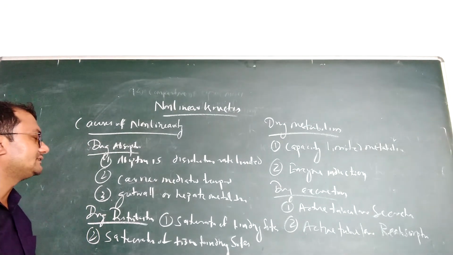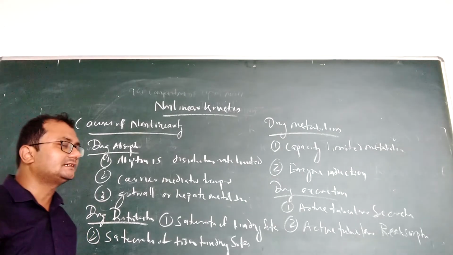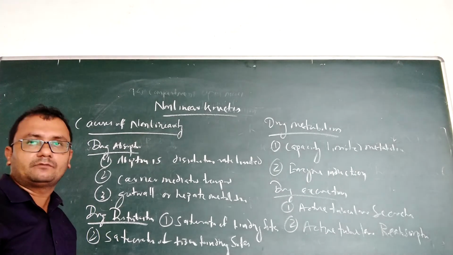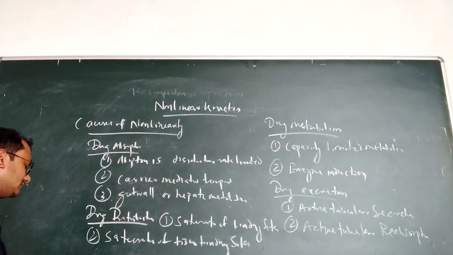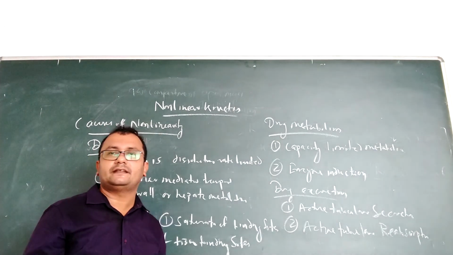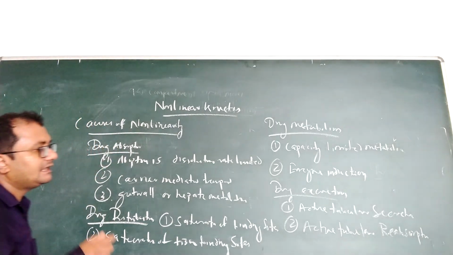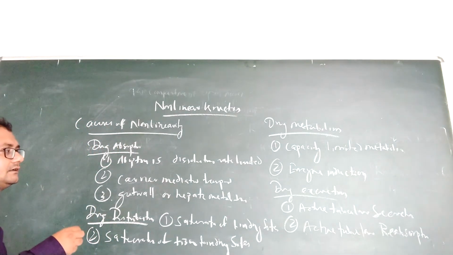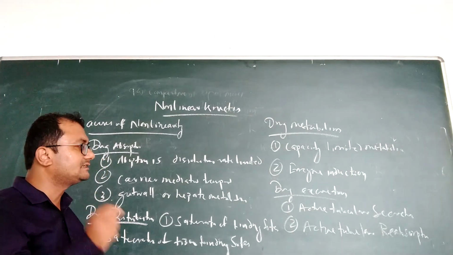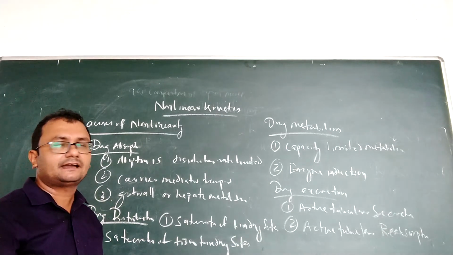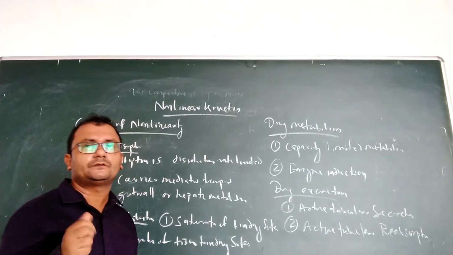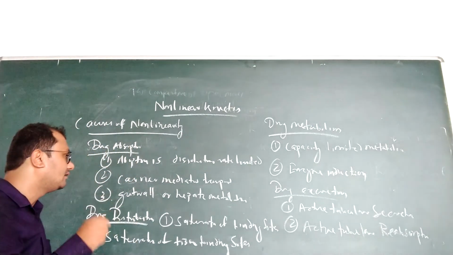Then drug excretion. Drug excretion also causes non-linearity, like active tubular secretion. Many drugs like penicillin G undergo active tubular secretion. Active tubular secretion, as you already know, is also a carrier mediated transport. It depends upon carriers, and carriers are limited in number. If they are saturated, the drug will not be excreted, and that will affect the plasma concentration and all the patterns. So that's why we will see non-linearity.